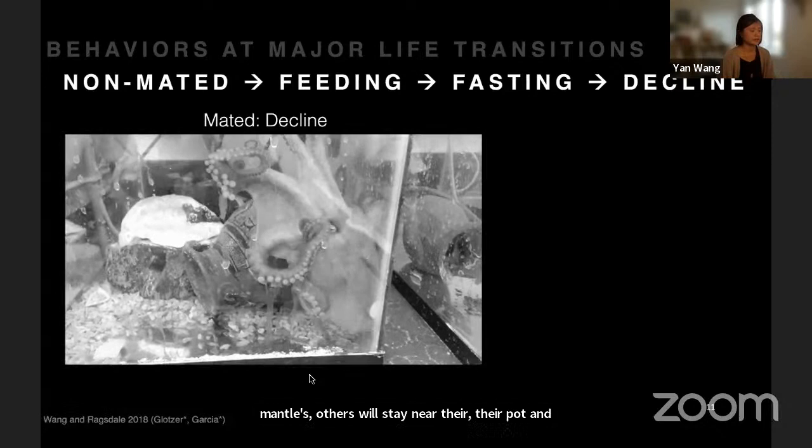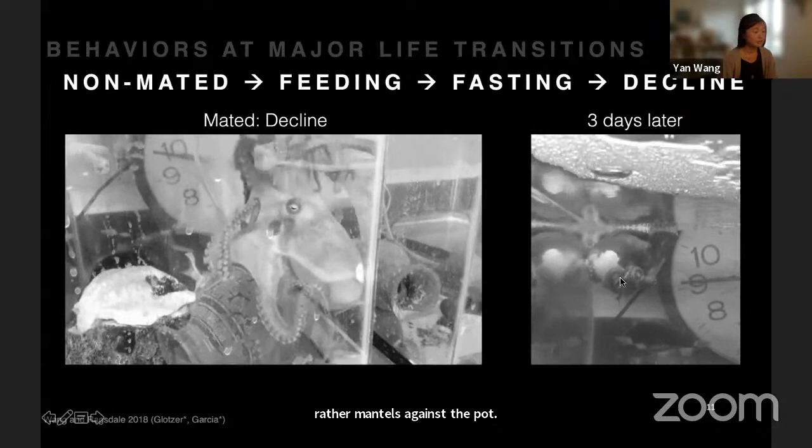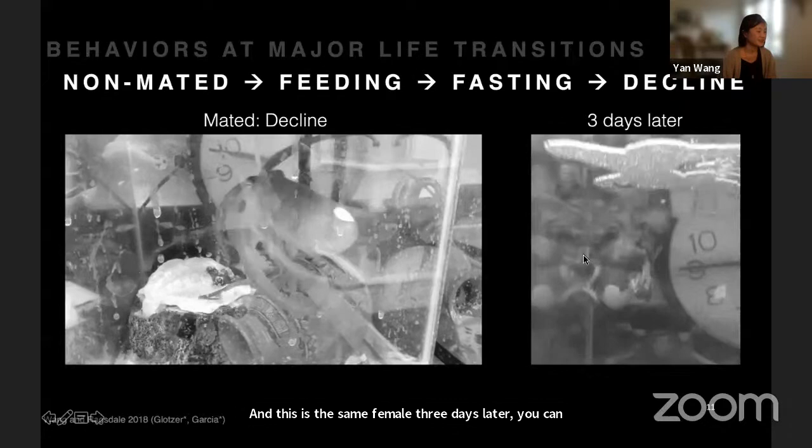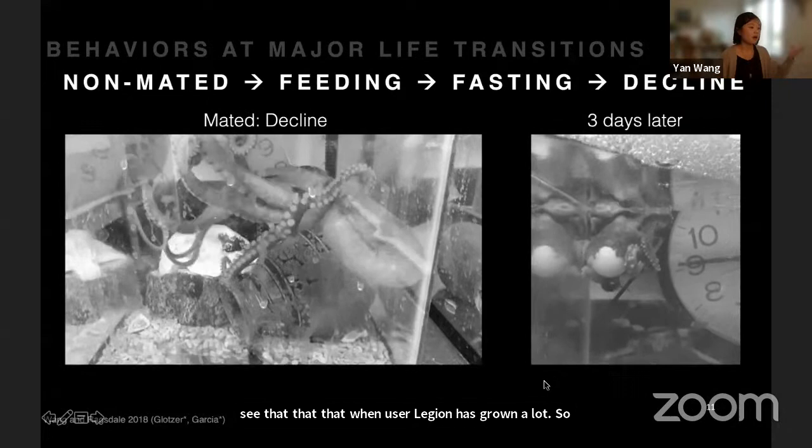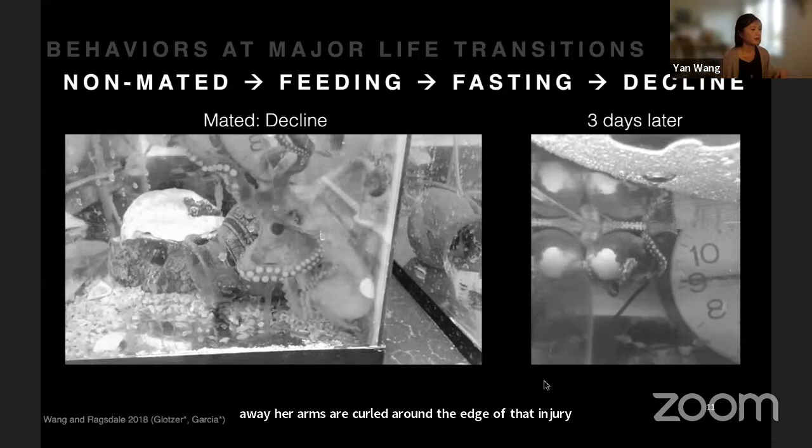And this is the same female 3 days later. You can see that the lesion has grown a lot. So all of these white areas are where the skin has been rubbed away. Her arms are curled around the edge of that injury and she's actually picking the skin away. She's also a lot more lethargic, spending time near the water surface.